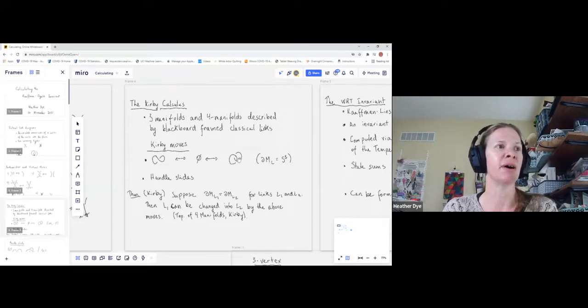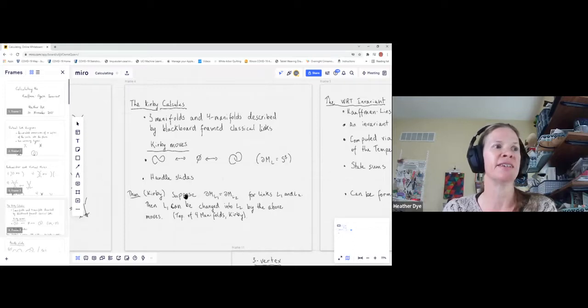All these have in common is that they are S3. And S3 is a 3 manifold that we're looking at as a boundary of a 4 manifold. And then we also have handle slides, which we'll look at in a minute.